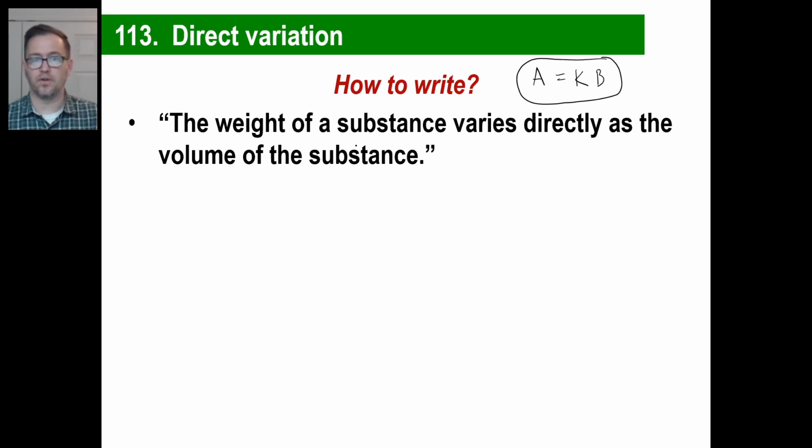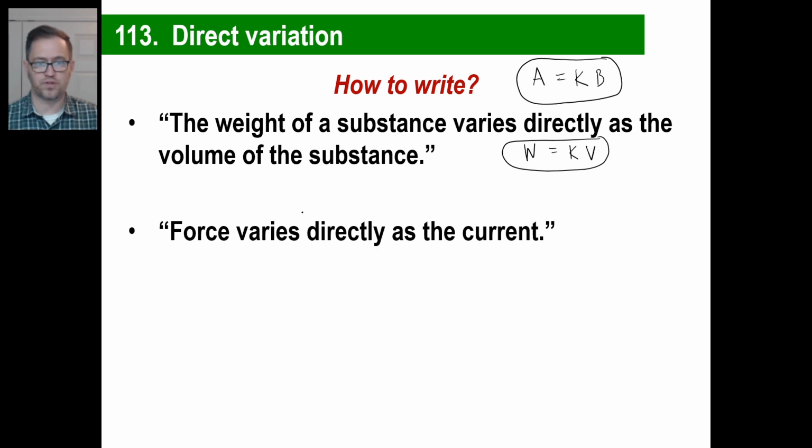Okay, so the weight of a substance varies directly as the volume of the substance. So we go, okay, well, the weight varies directly as the volume. Boom, there we go. That's all you need to do. Then the problem would give you enough information to figure out W and V, and then you would figure out, oh, k is equal to 12 or whatever. Then you would put it in the next equation. I'll show you exactly how to do that in just a minute.